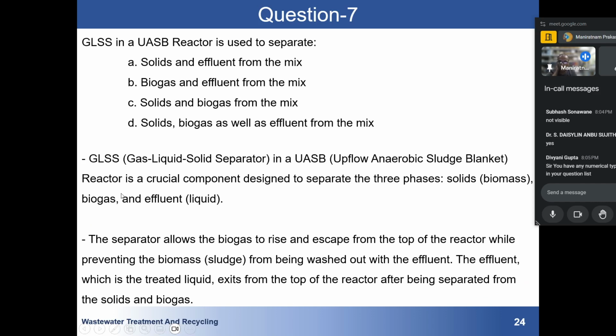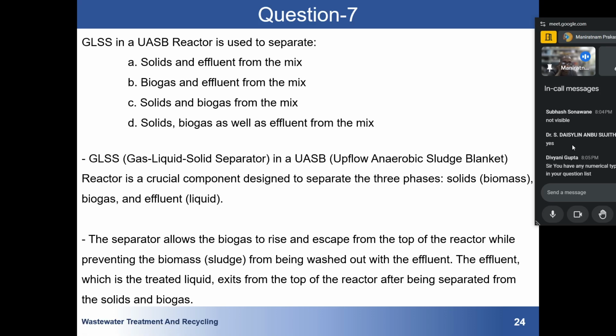So GLS, the gas-liquid-solid separator in a UASB reactor, is a crucial component designed to separate three phases, that is solid, biogas, and effluent. This separator allows the biogas to rise and escape from the top of the reactor while preventing the biomass, that is sludge, from being washed out with the effluent, which is the treated liquid that exits at the top of the water. So we have our answer, that is D, solid, biogas as well as effluent from the mix. Okay, I hope this is clear to you.